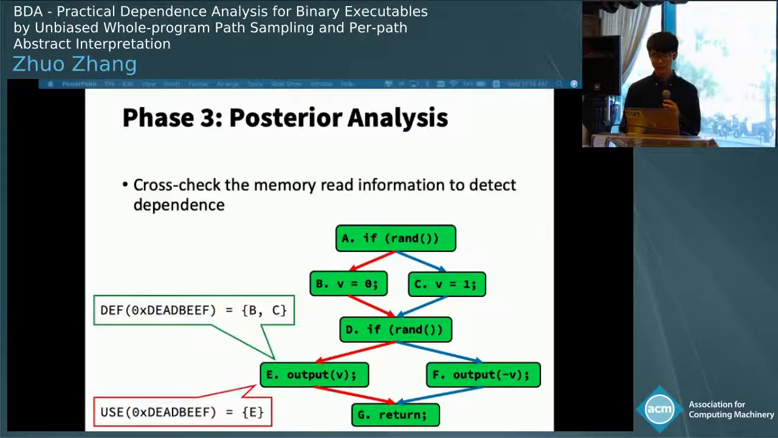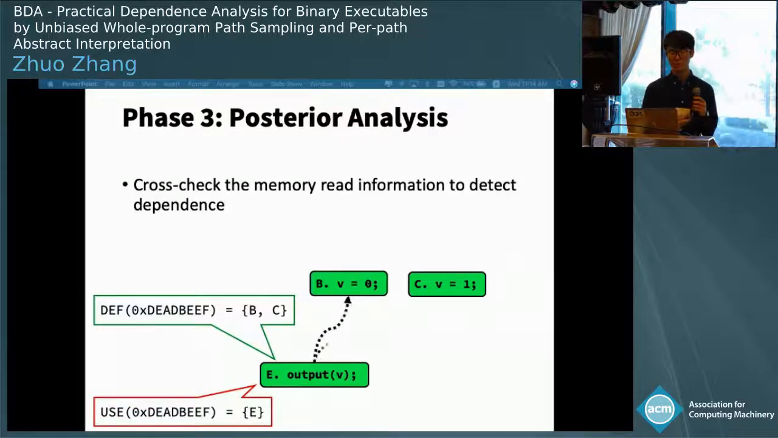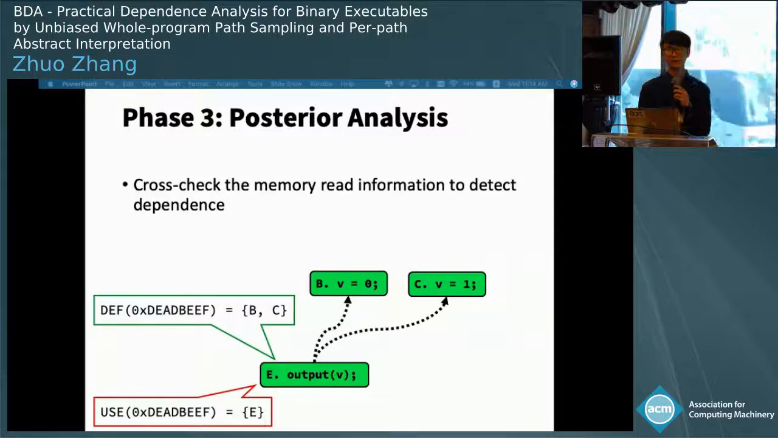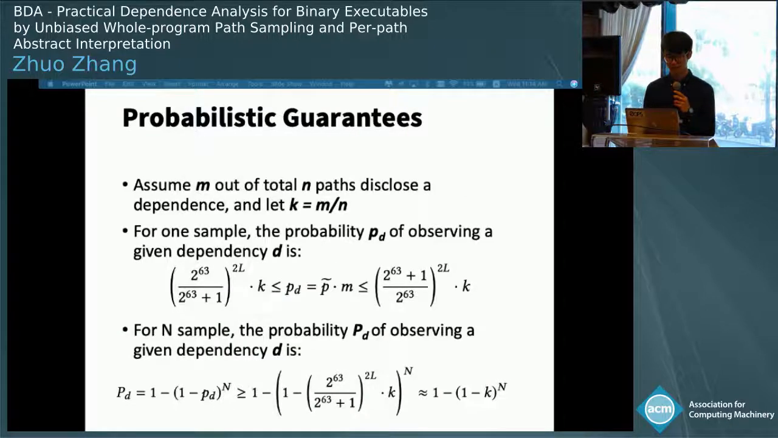After that, BDA will cross-check the memory read information to detect dependence. At block E, because it's read from deadbeef, BDA will detect the dependence from E to B and the dependence from E to C. Moreover, BDA offers probabilistic guarantees. The 2 formulas describe the guarantees of observing a dependence. Detailed discussion is in our paper.